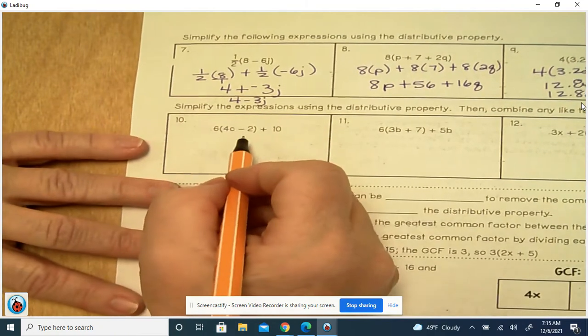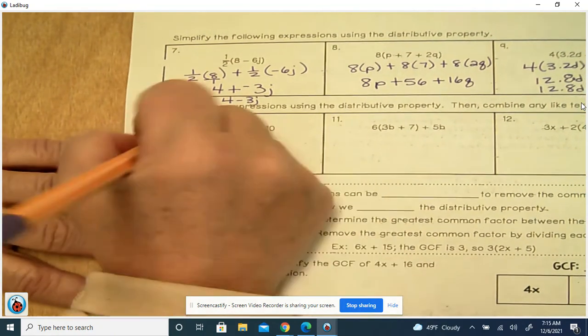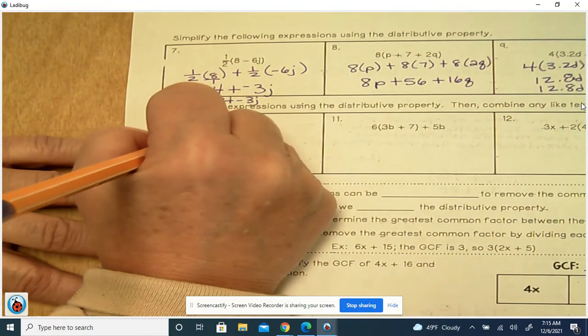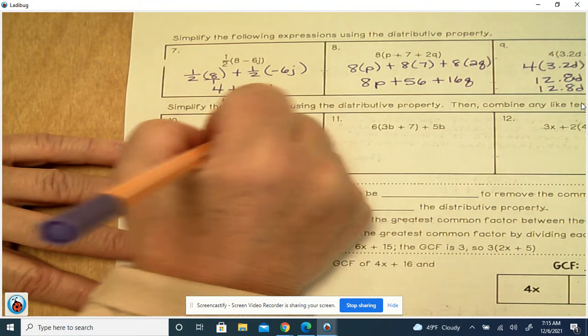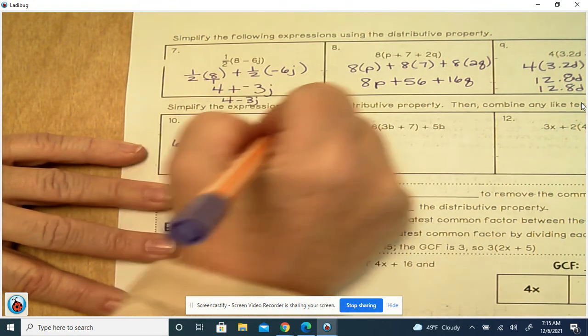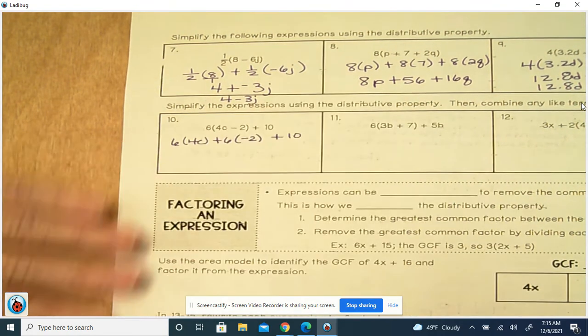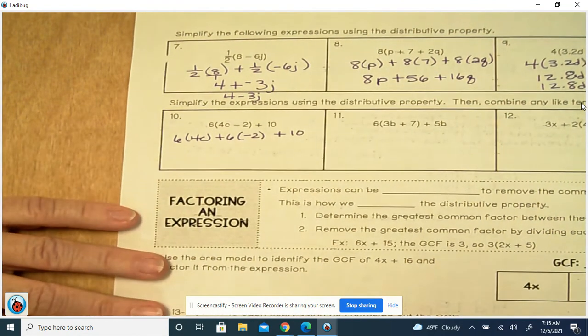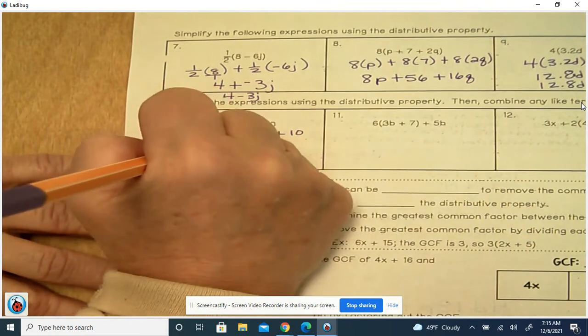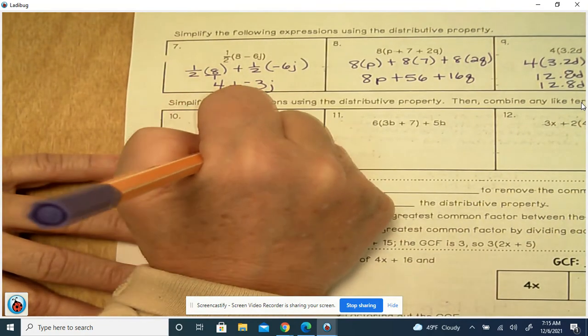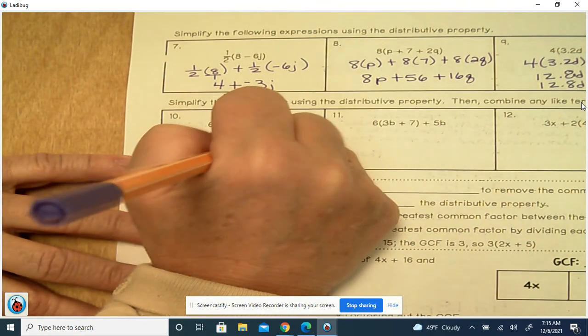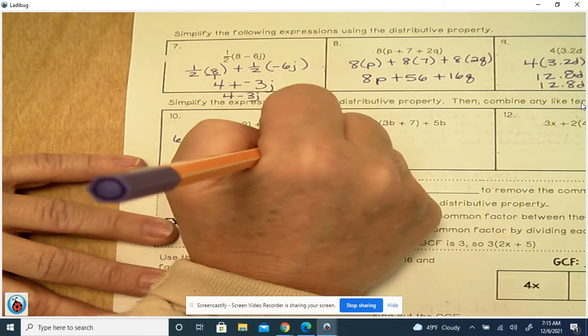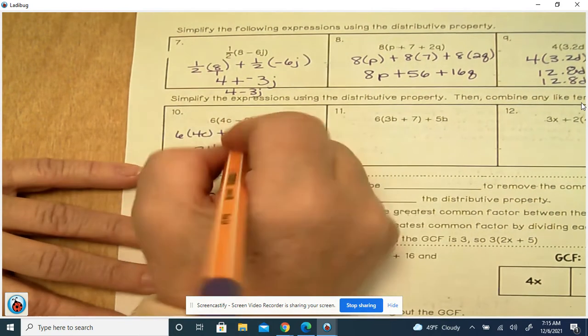This one's a little different. The parentheses doesn't go all the way out. So we would say 6 times 4c plus 6 times a negative 2, and then plus 10. The plus 10 is not included in the parentheses. So 6 times 4 is 24c minus 12 plus 10. Okay, here we've got like terms.